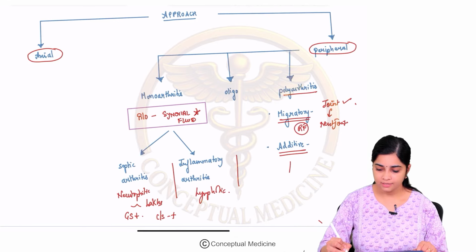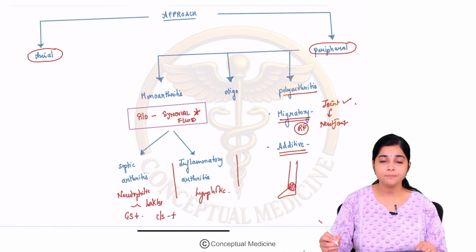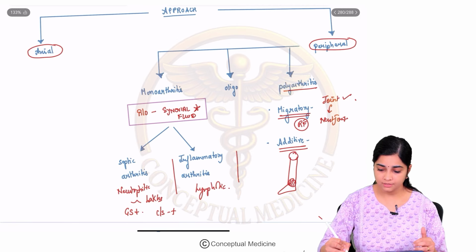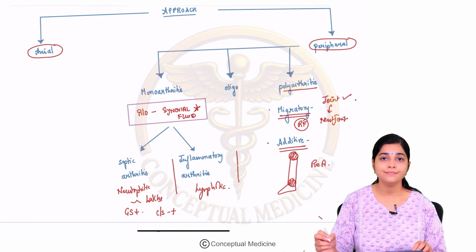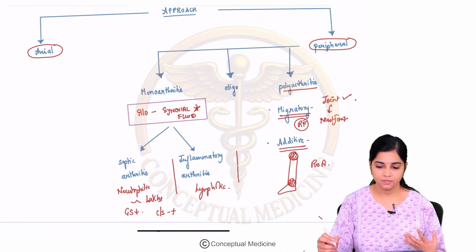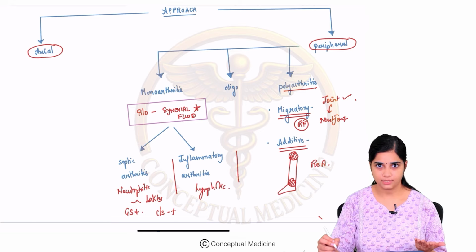Additive means that, let us say the ankle joint is still inflamed, and when it is inflamed there can be a new knee joint involvement as well, and this is seen in reactive arthritis. Okay, so this is about the pattern of involvement in polyarthritis.